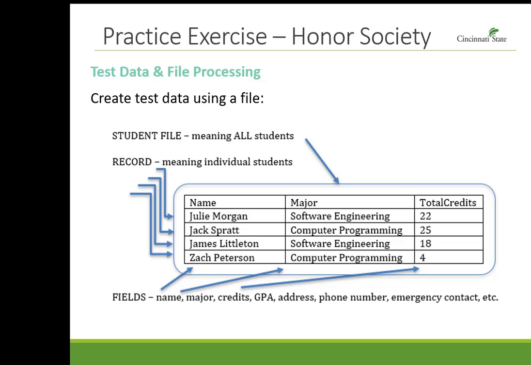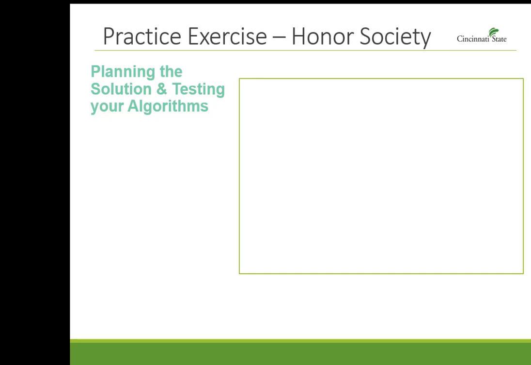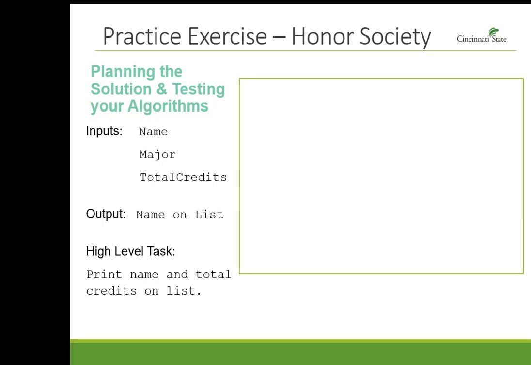So now let's see what the logic looks like when we process a file. Your inputs are the same: name, major, total credits. Output: name on list. High-level task: print name and total credits on the list. And now let's look at how our process changes. We now need to take the student file into account with a do loop. And we will say, do while student records exist in student file.